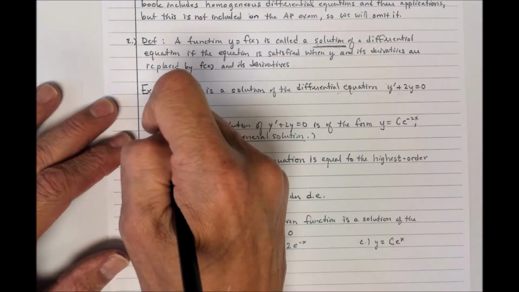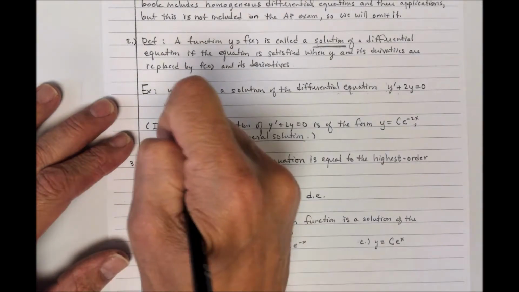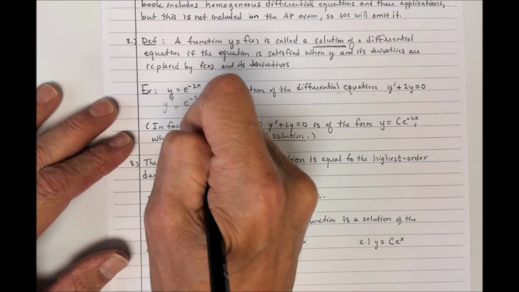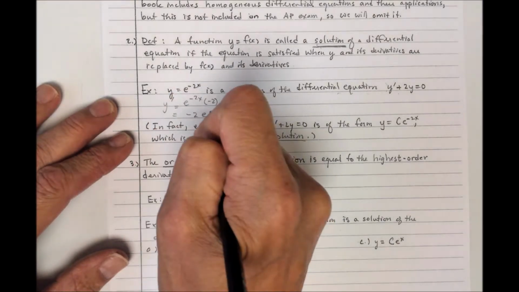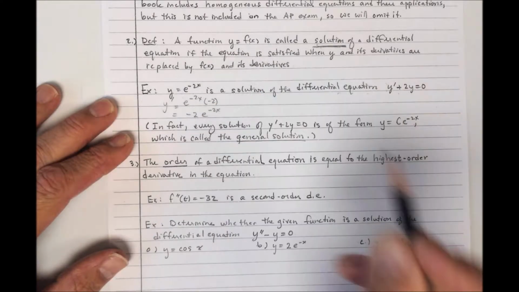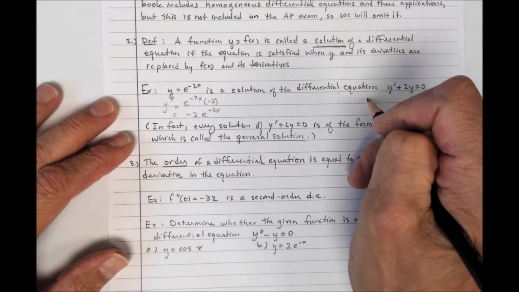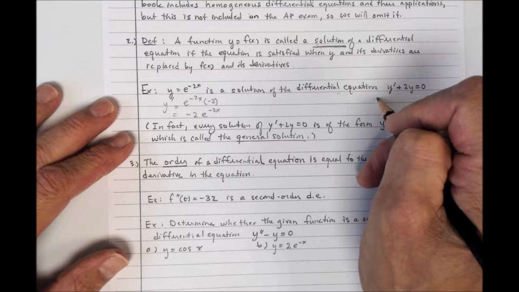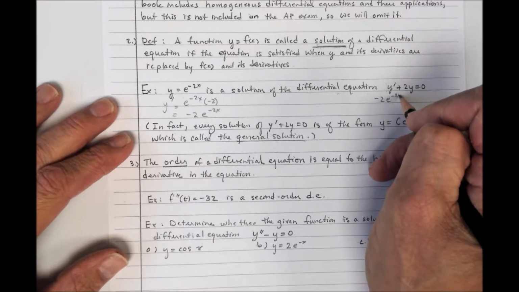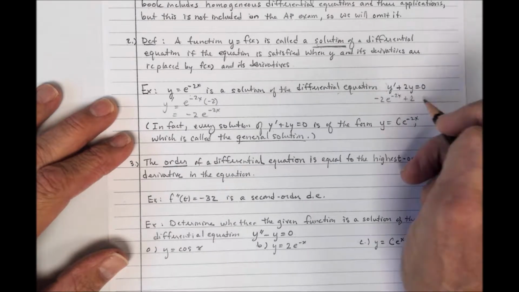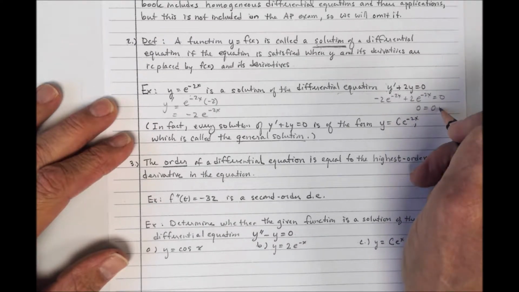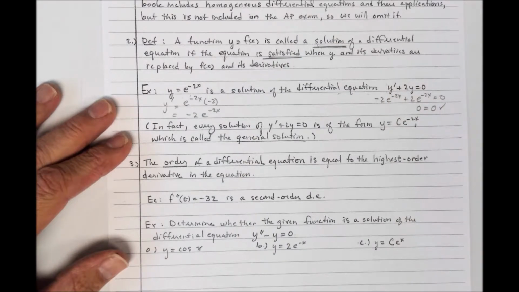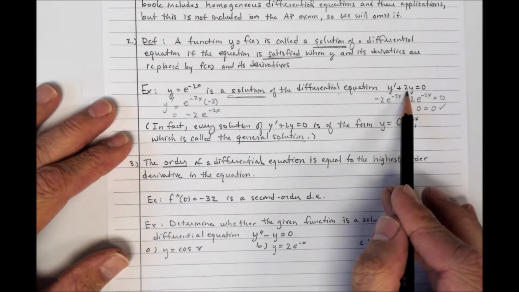If I find y prime, I get e to the negative 2x times negative 2, by the chain rule, which is negative 2 e to the negative 2x. If I plug in, I have negative 2 e to the negative 2x plus 2 times y, which is e to the negative 2x, equal to 0. As you can see, it does satisfy the equation. This is a solution.